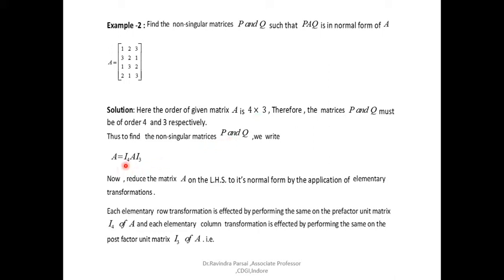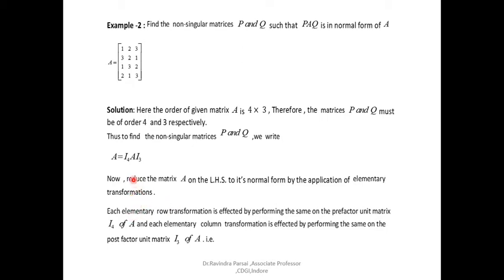That's why for finding these two matrices you will take two unit matrices. So we can write a matrix as a product with unit matrices. That's why A equals I4 A I3. The prefactor unit matrix is always of order 4 and the postfactor unit matrix of order 3. And now our objective is to reduce this left side matrix into normal form by application of elementary transformations.